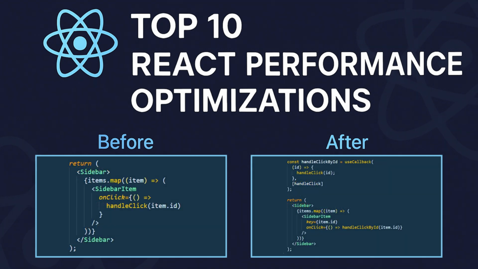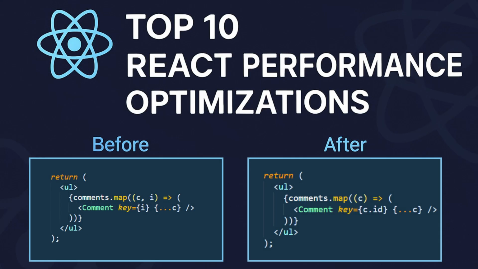4. Avoid creating new functions inside JSX. Functions declared directly in JSX, like onClick equals do something, are recreated on every render. Move them outside JSX and memoize if needed.